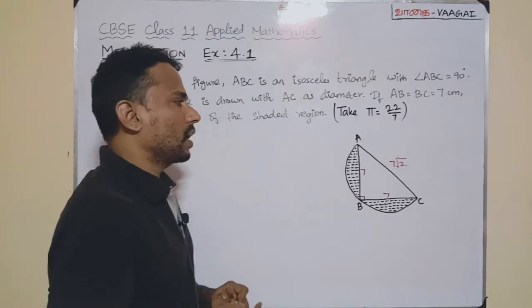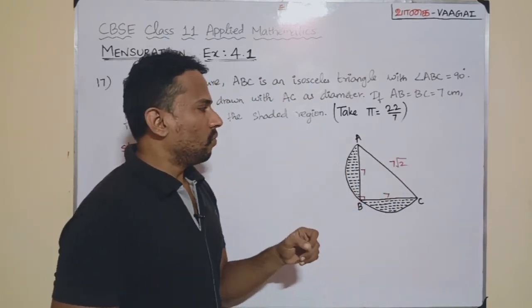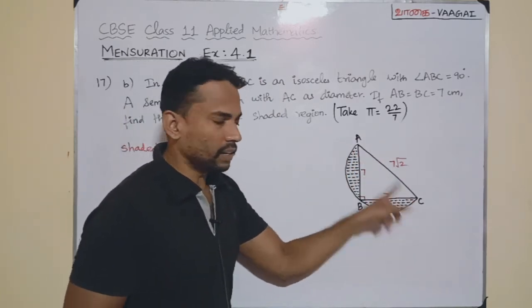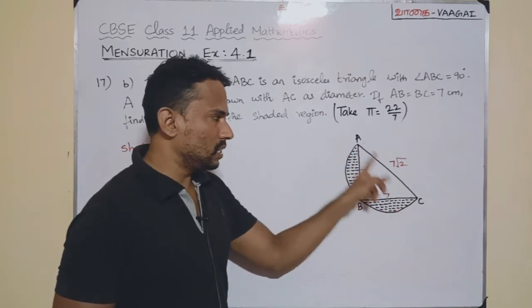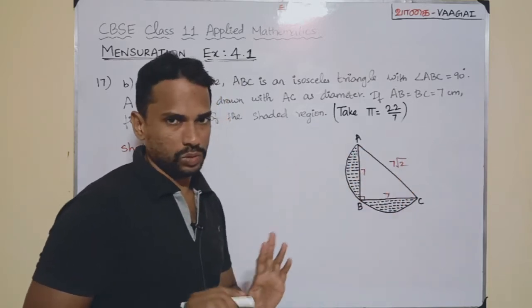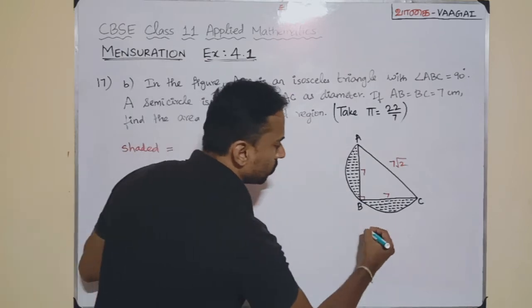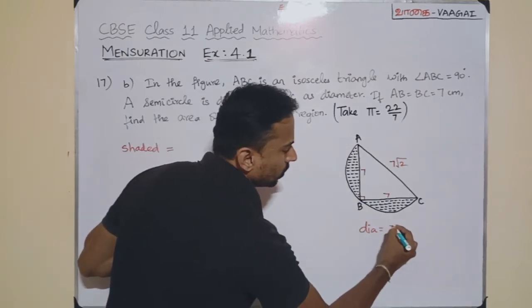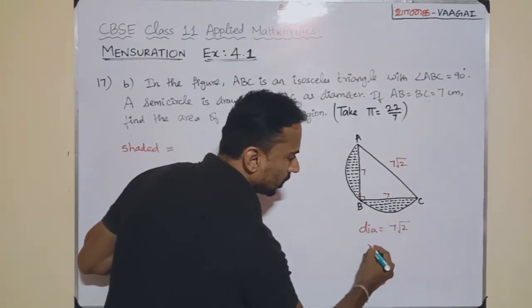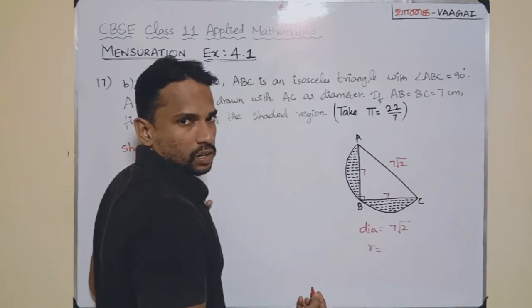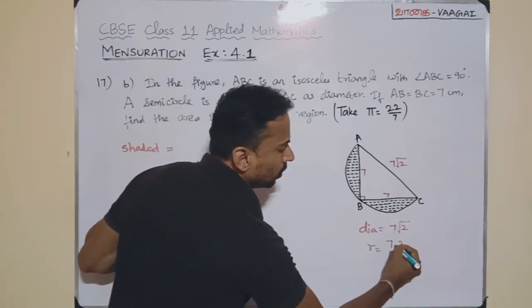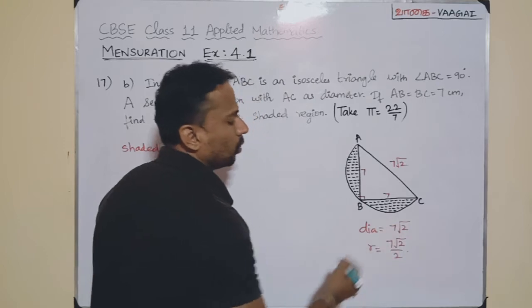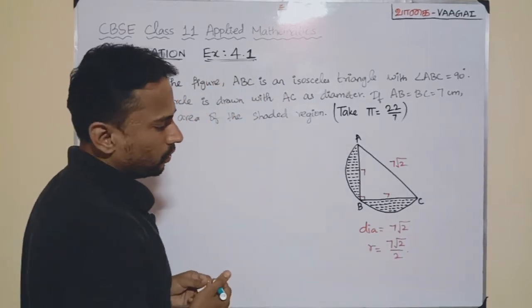That means now we can connect it with our semicircle. For our semicircle, the diameter, AC is the diameter, right? So AC diameter will be 7 root 2. That's it. So diameter of our semicircle will be 7 root 2, which means what about the radius of our semicircle? It will be 7 root 2 divided by 2. That's all. Understand? Is the point clear to you?